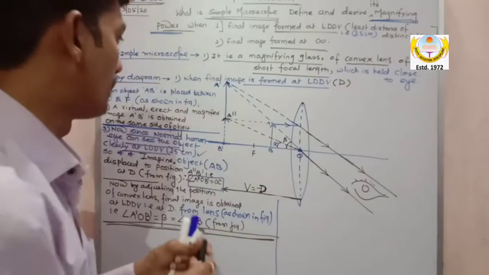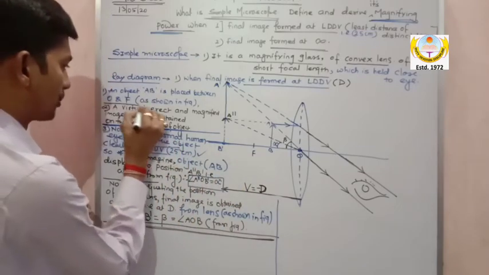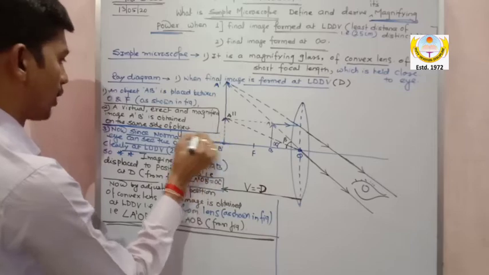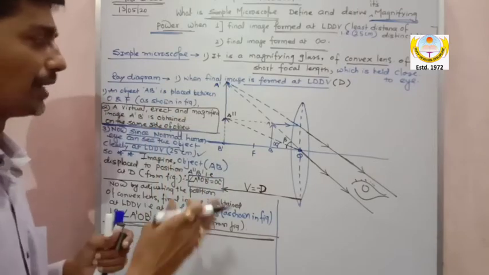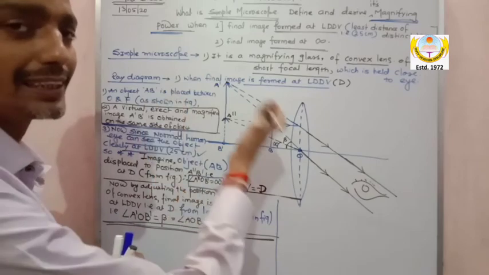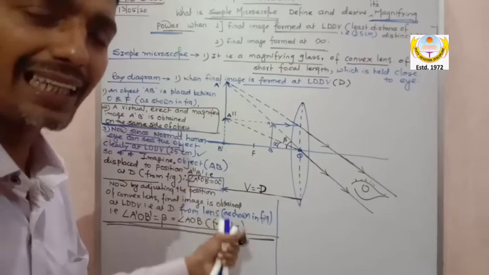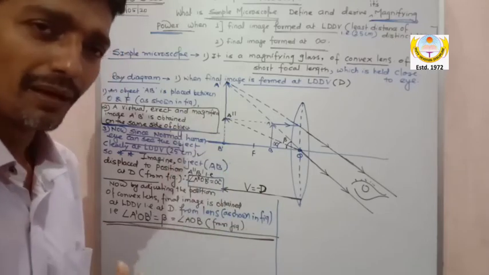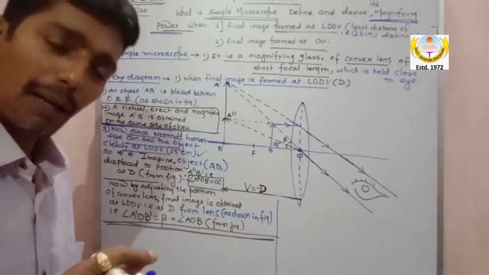In the exam, the important point is which type of image is obtained. The image obtained is virtual, erect and magnified, on the same side of the object. And the second important concept is that the object and the image are both at the least distance of distinct vision. Am I clear, my dear?